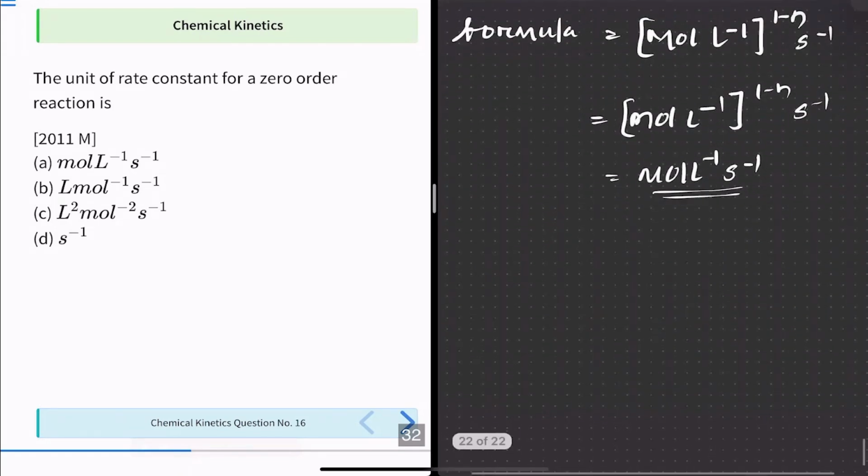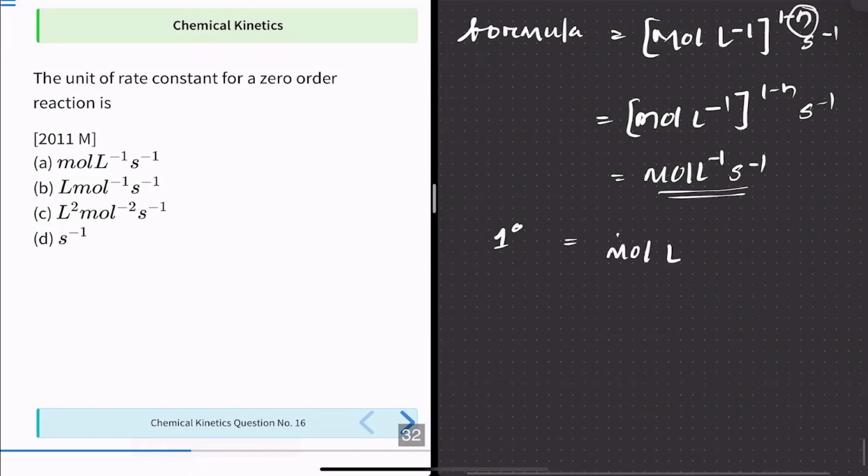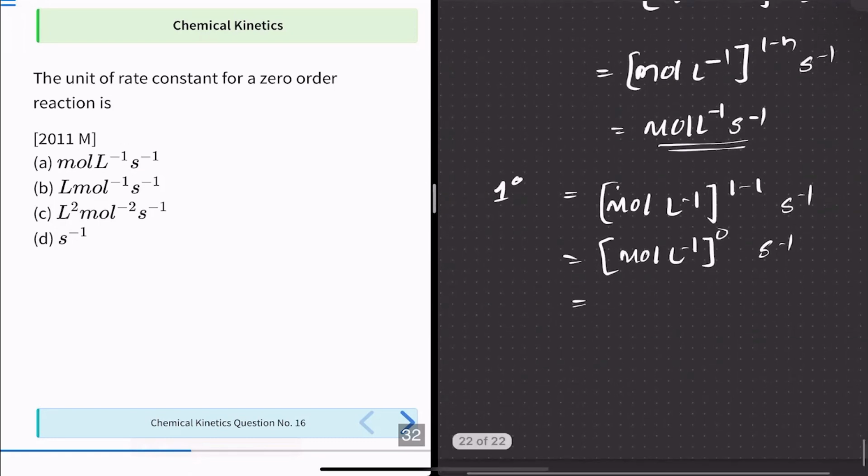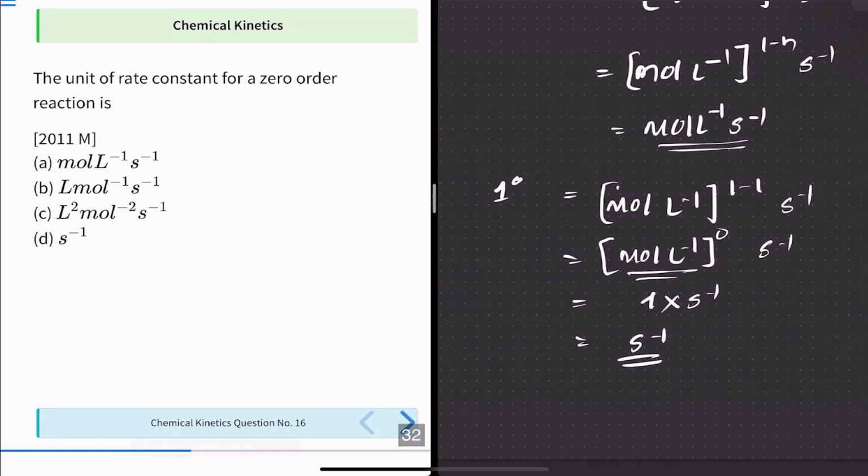But let's find out the unit for a first order reaction also. Put n equal to 1 here. That is mole per liter to the power 1 minus 1, per second. Mole per liter to the power 0 is 1, into per second. So for a first order reaction, the unit of the rate constant would be only per second.